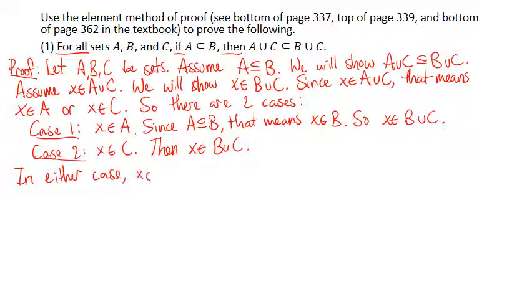Okay, so in either case, we get that X is an element of B union C. Therefore, and this is optional, you don't have to include this therefore, but what this is showing you is that A union C is a subset of B union C, and we're done.